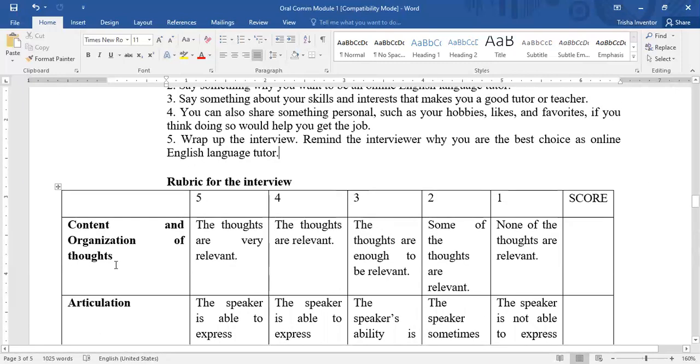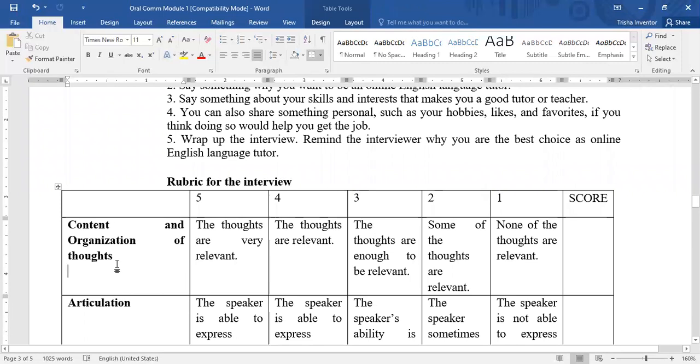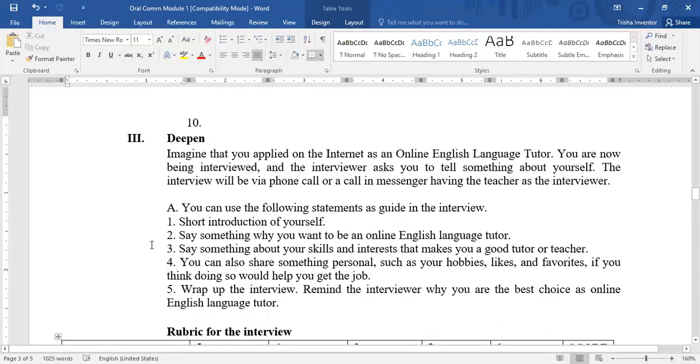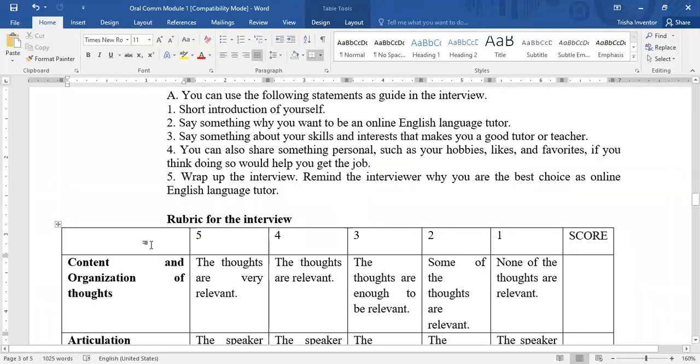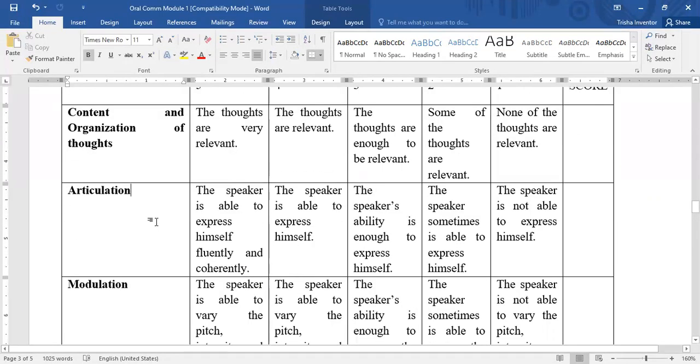Okay? So, first is the content and the organization of thoughts. Of course, the topic should be related to ours, which is the interview. Again, it has to be related and organized. Your ideas or your answers should not be scattered. Next is the articulation, meaning the way you articulate words in English.